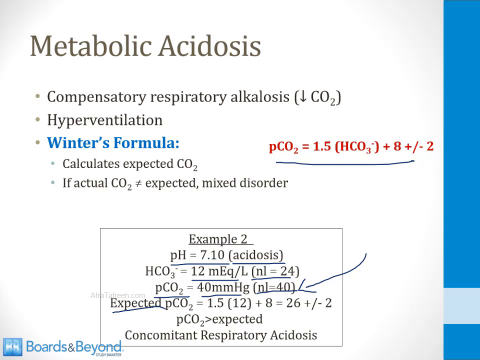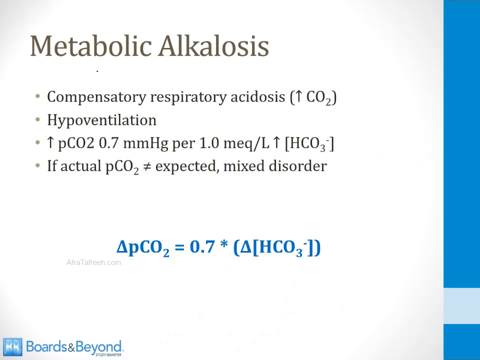The expected carbon dioxide level using the values in this example is 1.5 times 12 plus 8, which is 26, plus or minus 2. So what we've got here is a carbon dioxide level that is too high. It is above the expected value. So if the PCO2 is above the expected value, there must be a concomitant respiratory acidosis, because respiratory acidoses are what cause the CO2 level to become high. So this patient has a metabolic acidosis with a concomitant respiratory acidosis. So that's Winter's formula. Now I will go through some of the other compensatory equations.